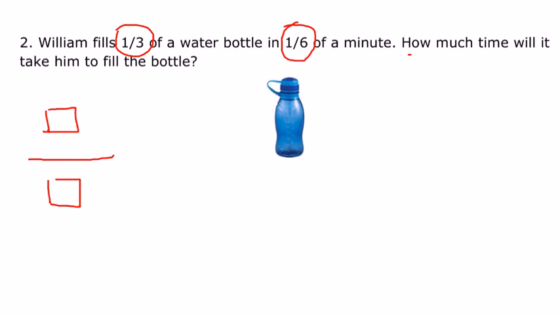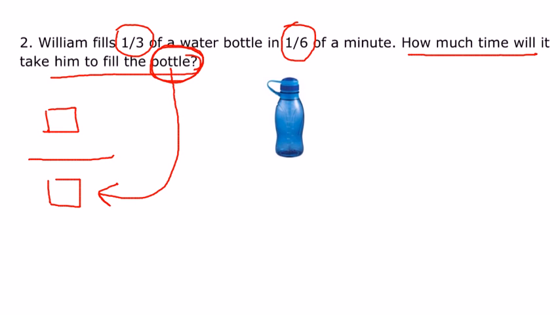We look in our second sentence. How much time will it take to fill the bottle? Key word in this entire thing right here: bottle. Whatever number goes with bottle, we are going to throw into our denominator. So let's reread. 1/3 of a water bottle in 1/6 of a minute. Aha, so now I know 1/3 of a water bottle is my number that is now going to go down here in my denominator.